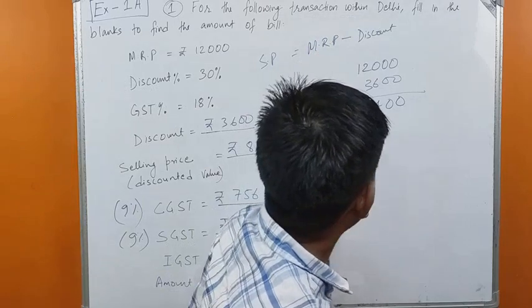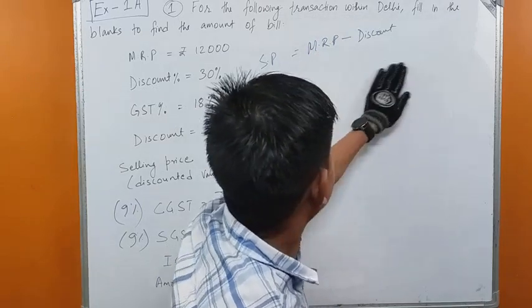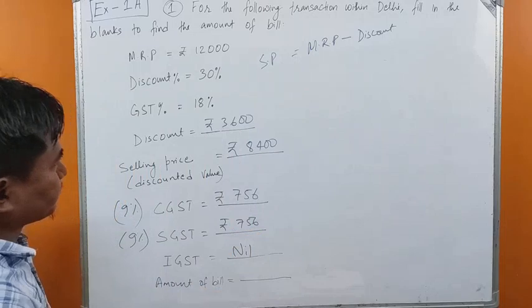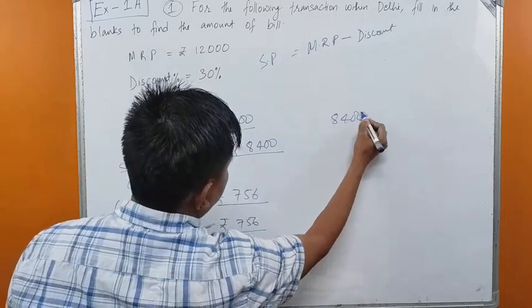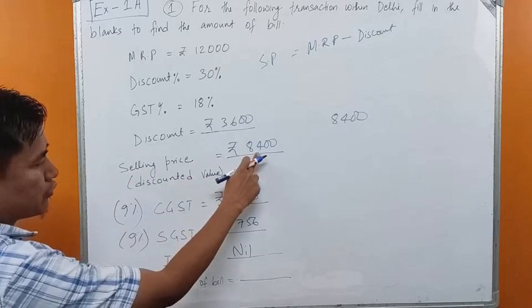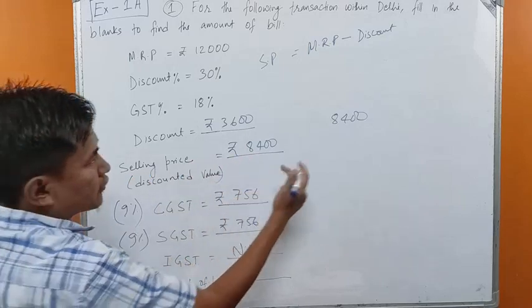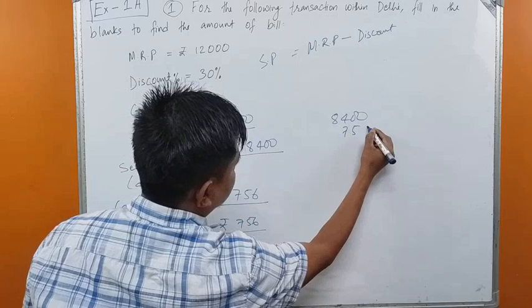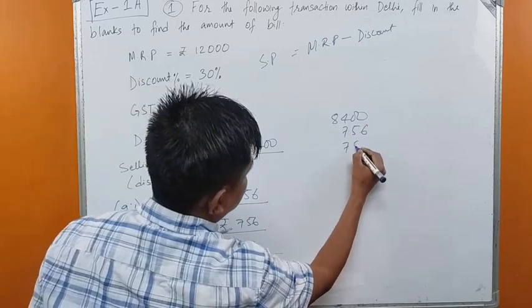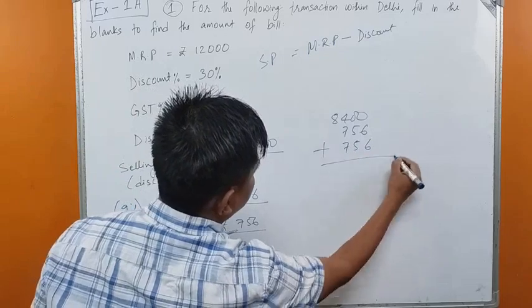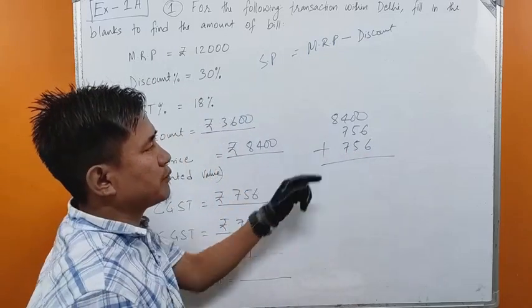Now what will be the amount of bill? Selling price is 8,400. CGST is 756, plus SGST is 756. So the total amount of bill will be the addition of all these three numbers, isn't it?